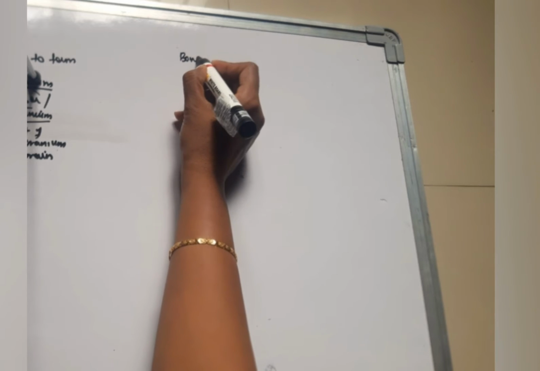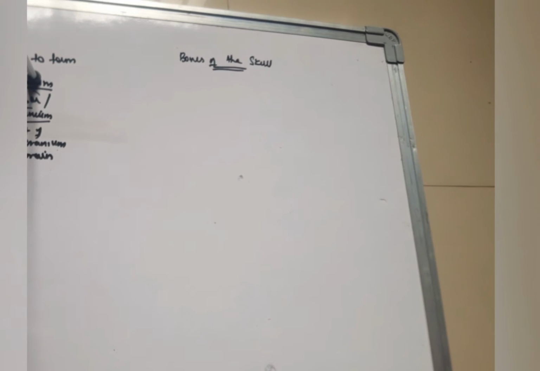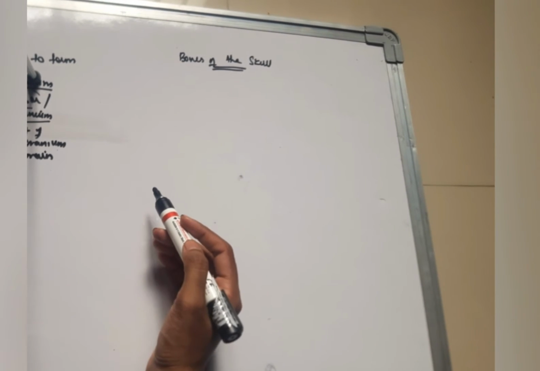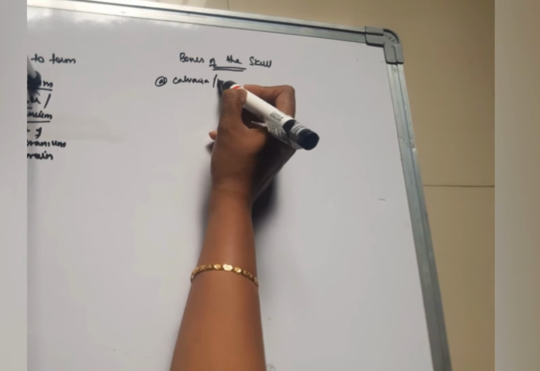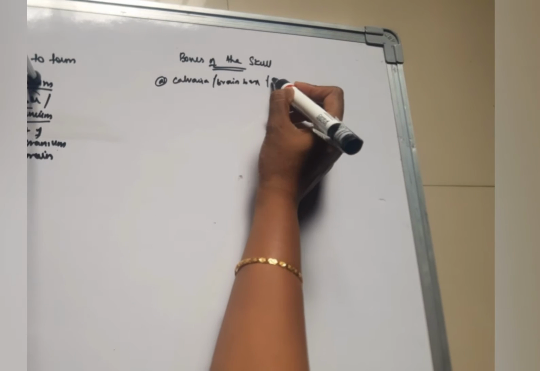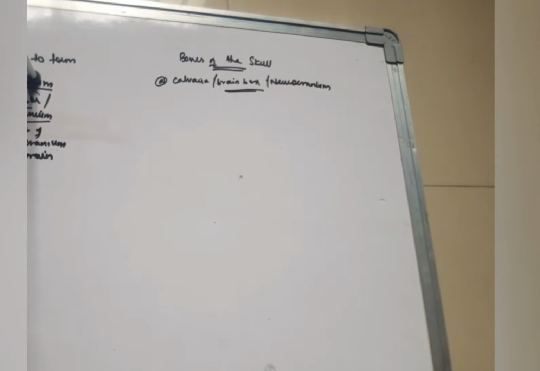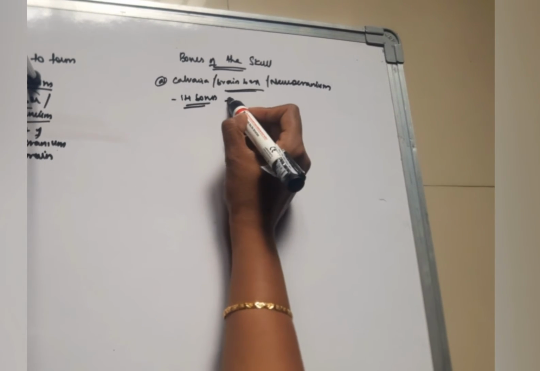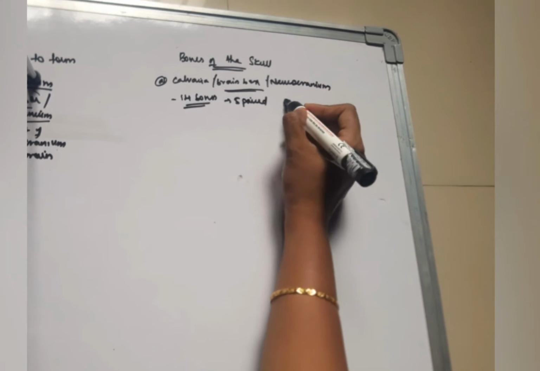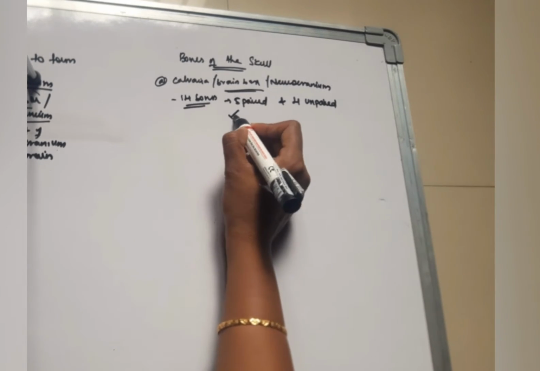Now let's study about the bones of the skull. Already we have divided skull into calvaria and facial skeleton. Now let's see about the calvaria. Calvaria is also known as brain box or neurocranium. Now what are the bones that are present in the calvaria? This calvaria consists of 14 bones, of which 5 are paired bones and 4 are unpaired bones. Okay, what are these 5 paired bones?